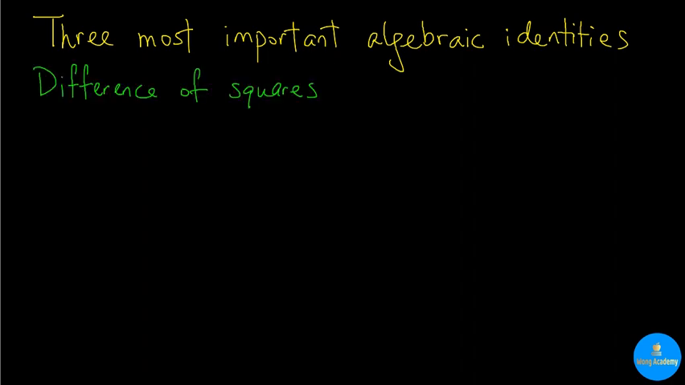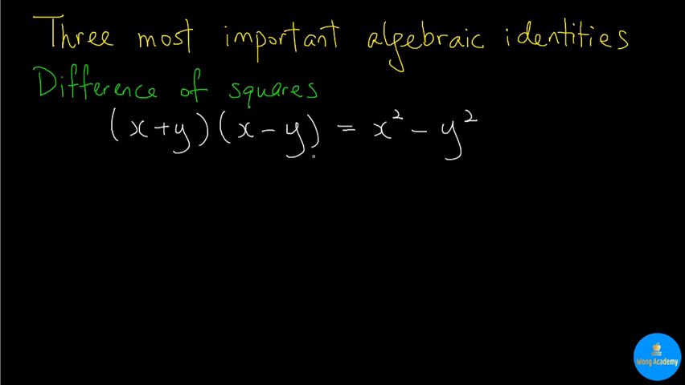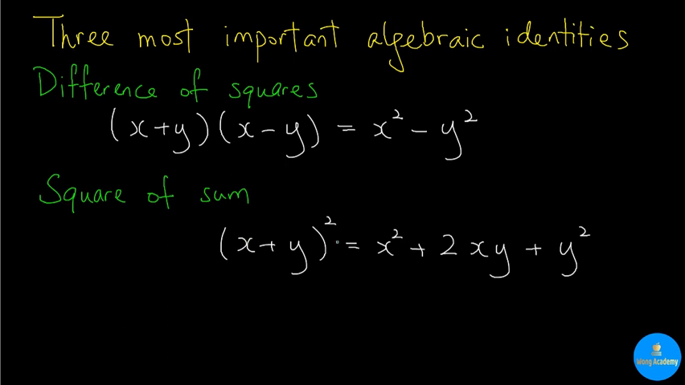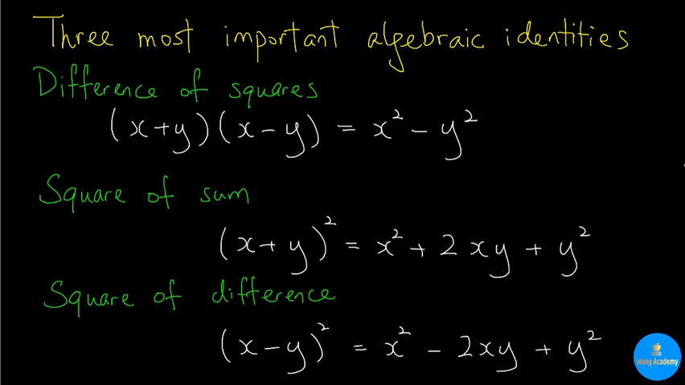The first one is the difference of squares, which says that x plus y times x minus y is equal to a difference of two squares, x squared and y squared. The second identity is square of sum, which says that x plus y all squared is equal to x squared plus 2xy plus y squared. The third one is square of difference, which says that if we first take the difference between two numbers x and y, and then take the square, we will get x squared minus 2xy plus y squared.